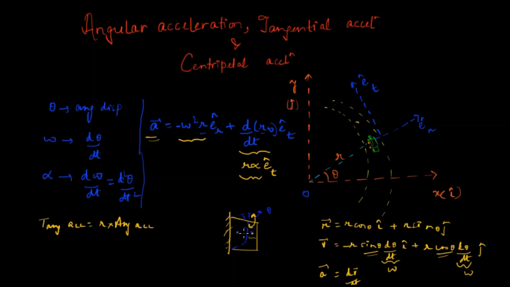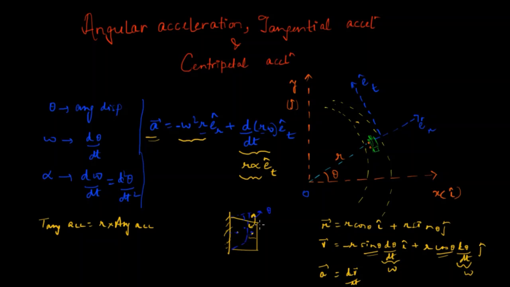But each of these points will have different tangential acceleration, right? Because tangential acceleration depends on radius. Now this point is near to the hinge, this point is further away from the hinge, so this point will have a higher tangential acceleration than this point, right? So each of these points will have the same angular acceleration, but they will have different tangential acceleration, and the point which is farther away from the center, which has a higher radius, will have a higher tangential acceleration than the point which is near. And it's quite intuitive, it's quite obvious also, right?